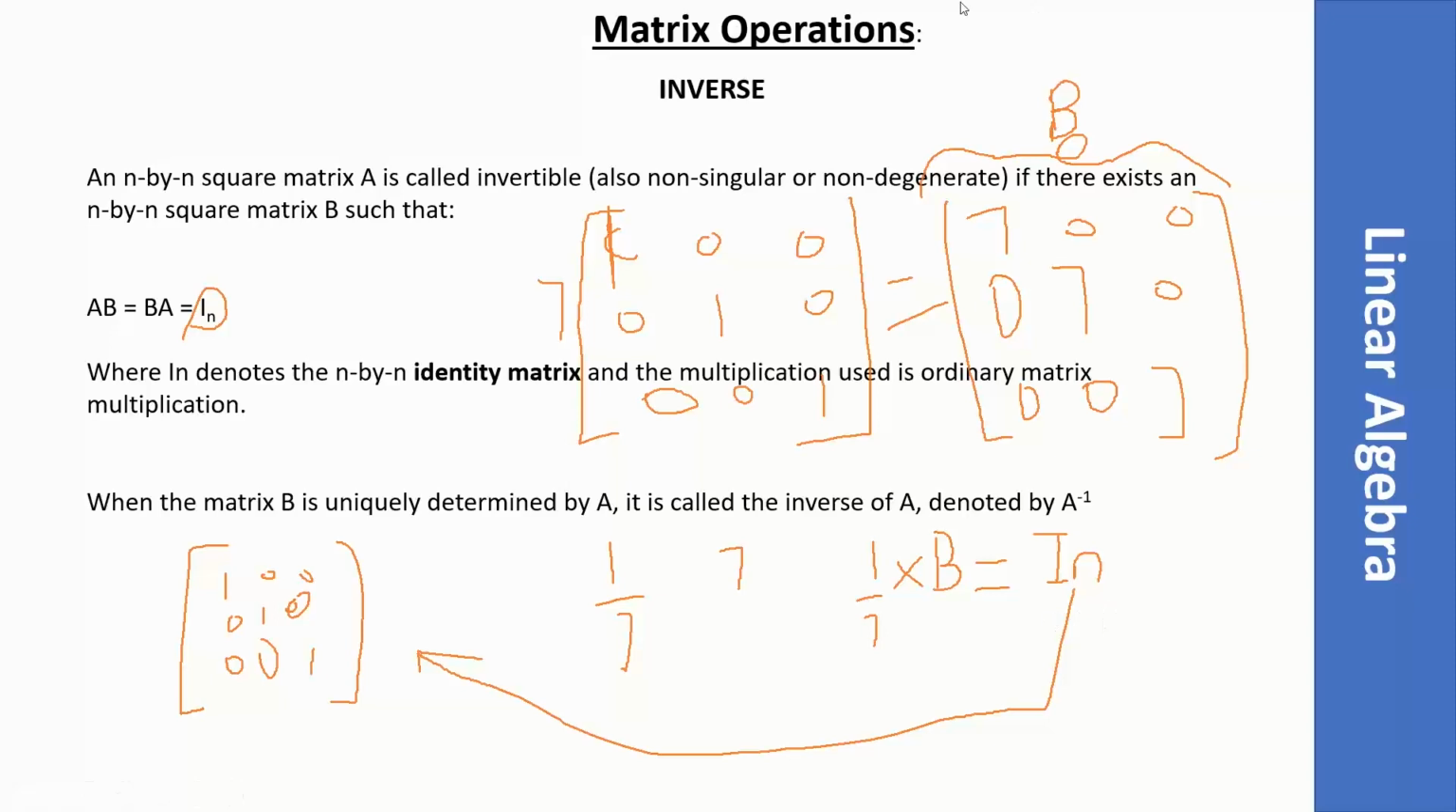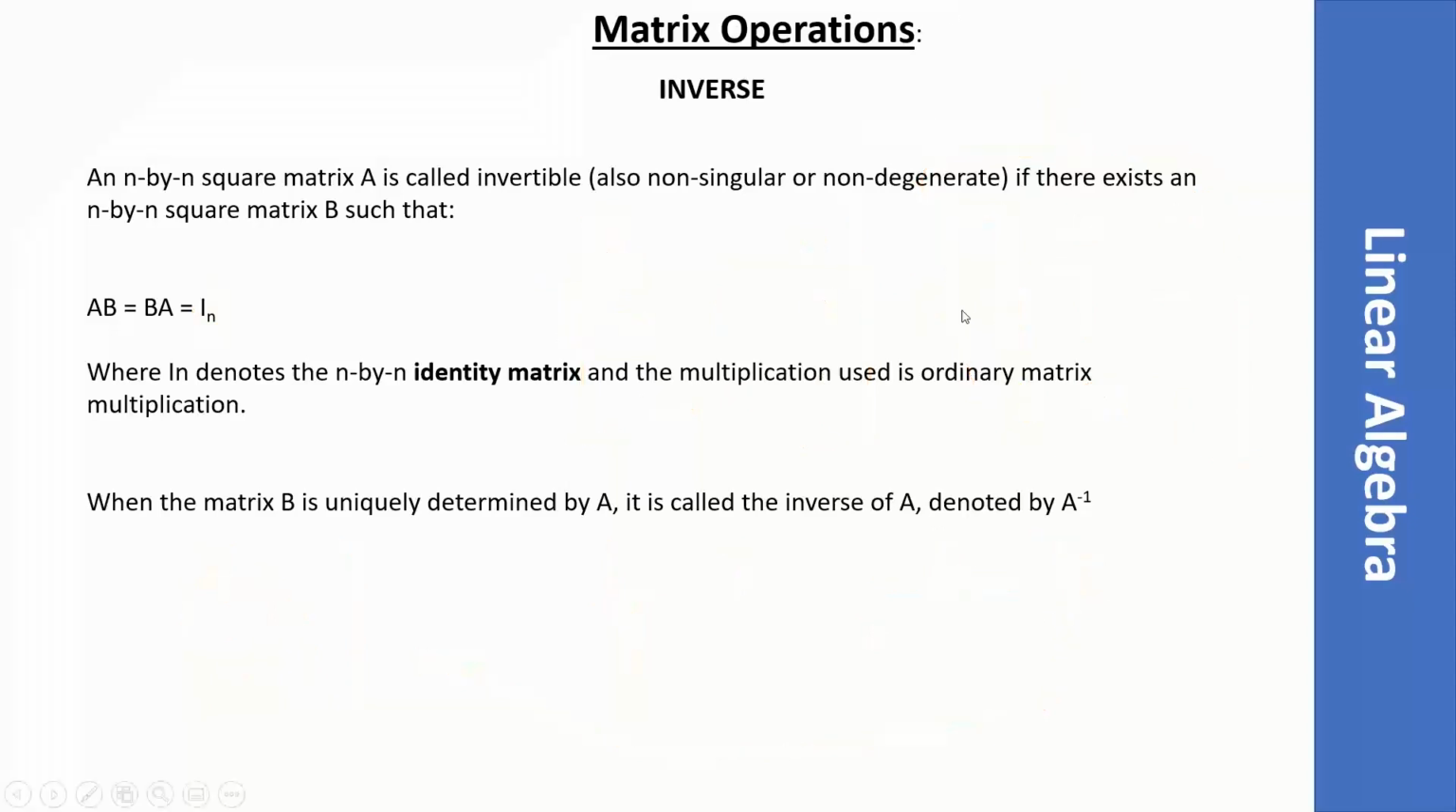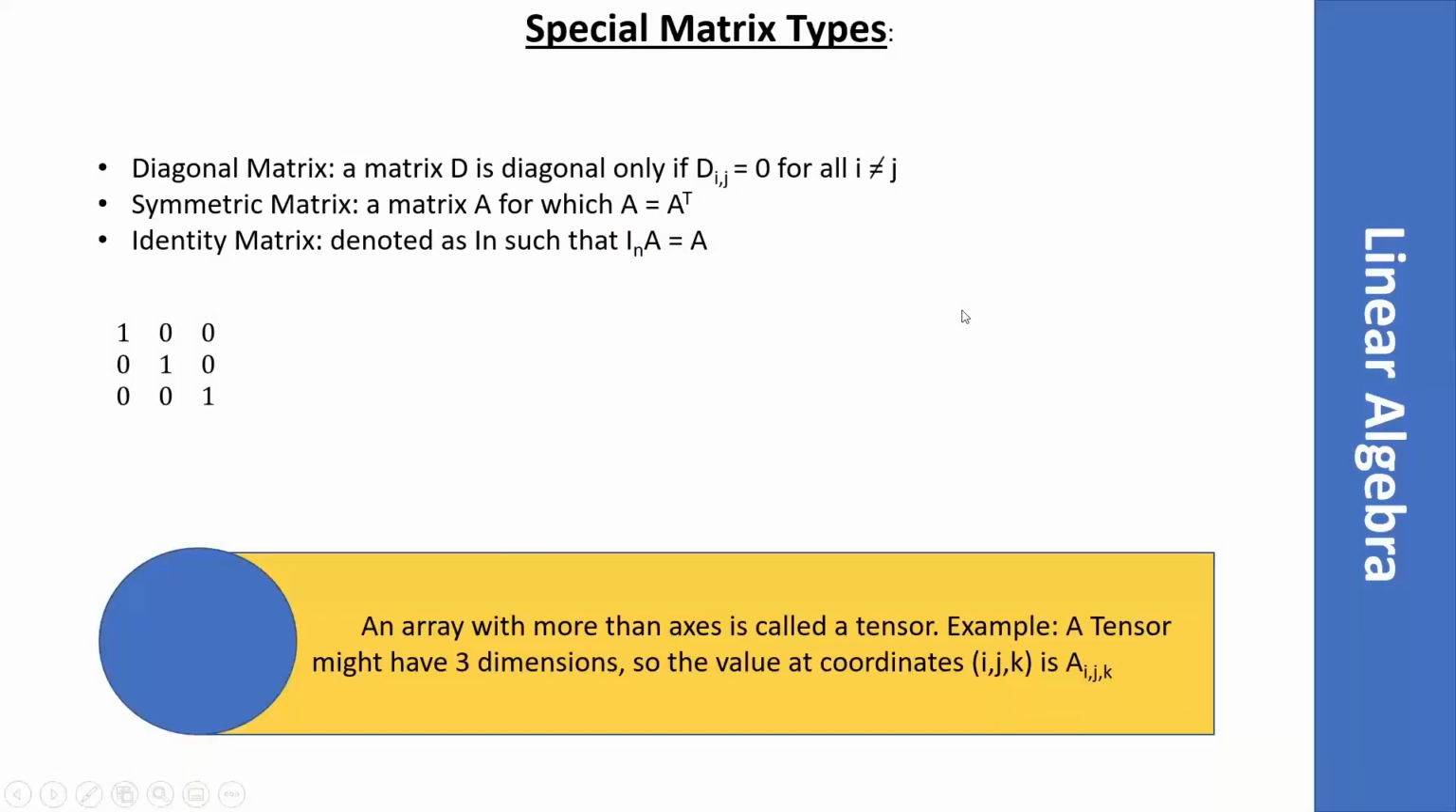Then next, I'll just erase all the drawing. So next would be special matrix types. As I said, this is the identity matrix. The diagonal is this. So what is a diagonal matrix? A diagonal matrix is where i is not equal to j. Like if i and j are not equal. Okay, so i is not equal to j, but j and k are equal. So i is not equal to j.